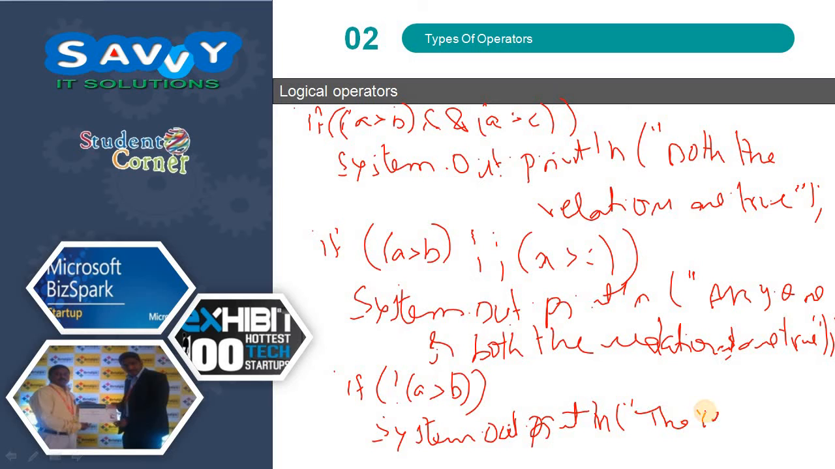the relation true will become false. Like this we are printing it. When going to the applications, we will learn in a deeper manner.